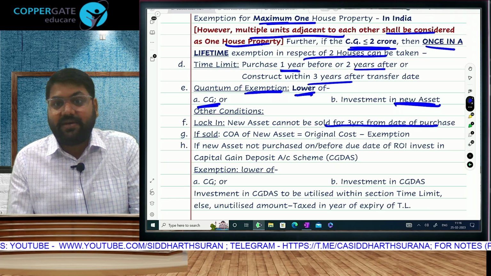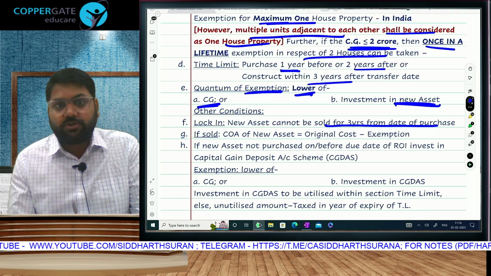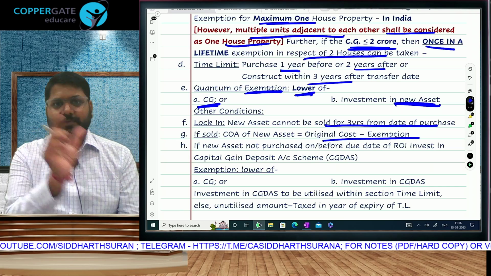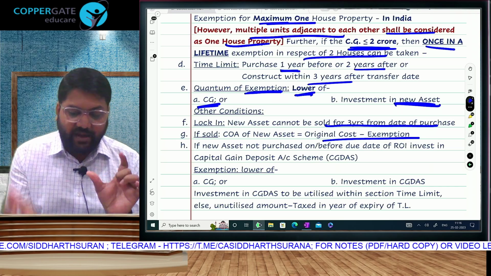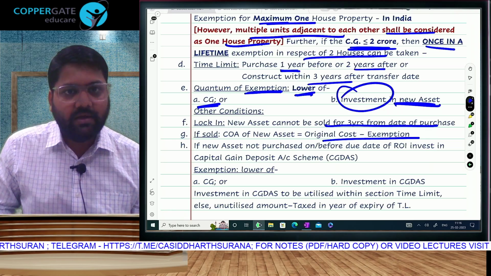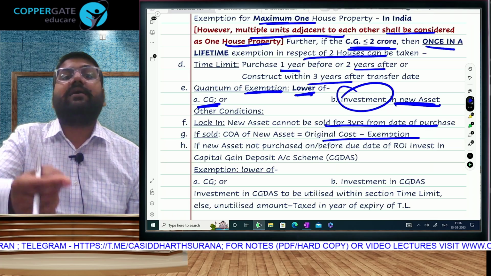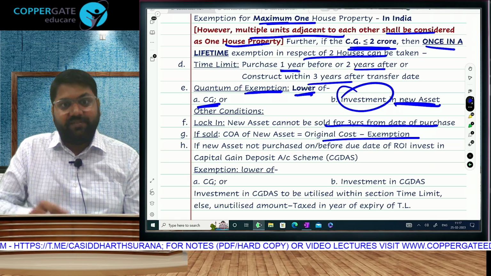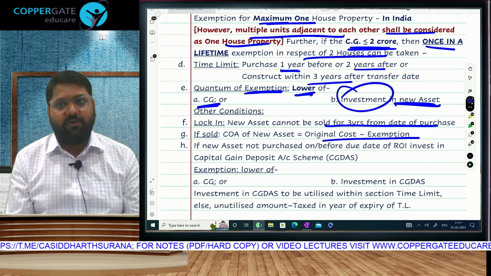The new asset's capital gain will come, and from the cost of that new asset, we will subtract the exemption that you have taken. So selling price of the new asset minus cost of that new asset, which was your investment. But in this cost, whatever exemption that you have taken, we will subtract. So the exemption taken earlier will now become taxable by reducing it from the cost of the new asset. Therefore, we will increase the gain of the new asset.